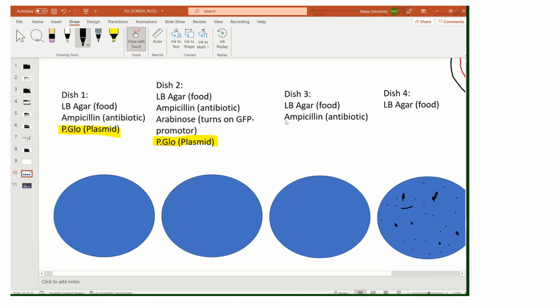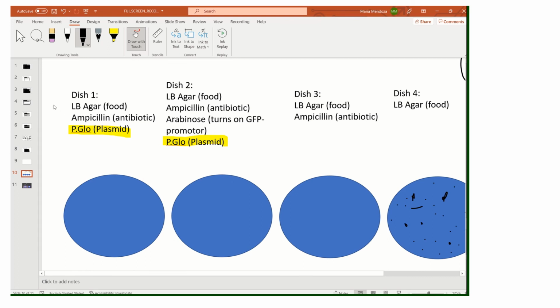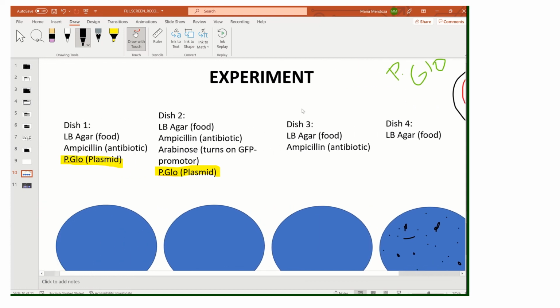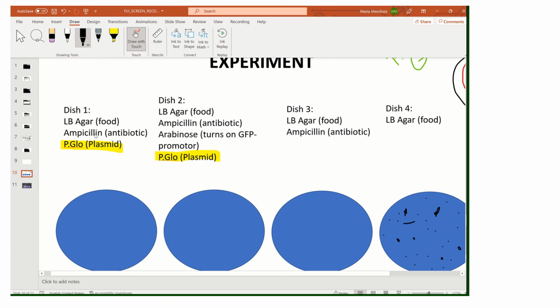Now for dish number one, let's go here first. We have LB agar, so that's the food. We also have ampicillin, so that will normally kill the bacteria. But we also have pGlo. We have our plasmid. And the plasmid has given our transformed cells the ability to be resistant to ampicillin. So what we're expecting here is that these E. coli cells, the ones that received the plasmid, so 1 in 100,000, those that survive, will be resistant to the ampicillin, and then they will be able to eat the food and they'll be able to grow. So we are expecting some colonies here.